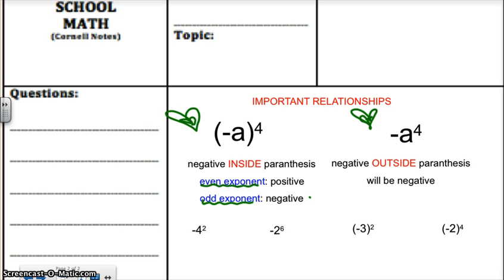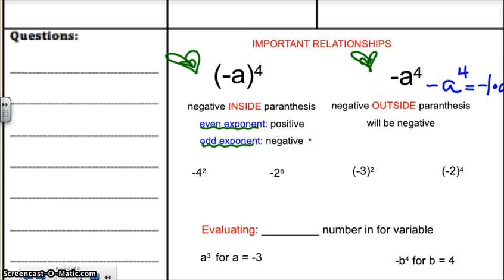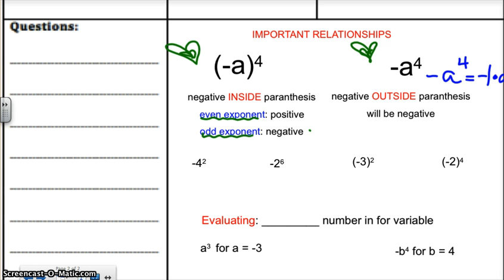Okay, and if the negative is outside the parentheses, the answer will always be negative. If it's outside, the answer is going to be negative. Because what that really means when I have negative a to the 4th, it's really saying negative 1 times a to the 4th, which creates that negative answer. Okay, when you have that negative on the outside, it's really just saying you're timesing it by that negative 1. So it will be negative.